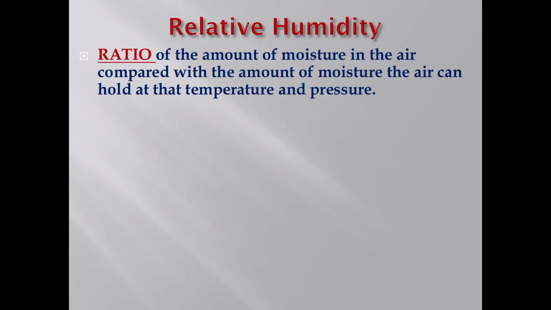Now, there's two types of humidity, absolute and relative. We're only looking at relative humidity today. And it is a ratio. A ratio is like a fraction. So it's the amount of moisture in the air compared to the amount of moisture the air can hold at that given temperature and pressure. So because it's a ratio, it's expressed as a percent.